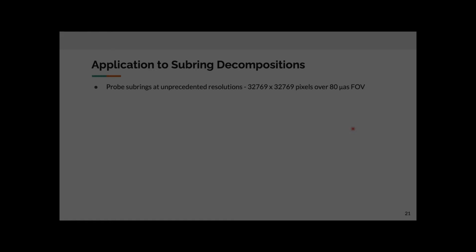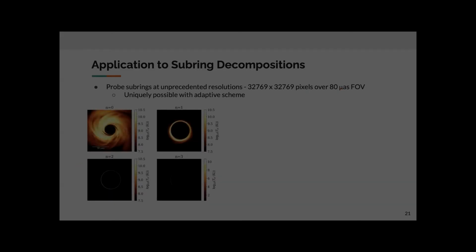So in particular, with adaptive ray tracing, we ray traced a simulation at 32,000 by 32,000 pixels over an 80 microarc second field of view. And at this level of resolution, we were able to resolve the n equals 0, n equals 1, n equals 2, and even the n equals 3 emission. So despite the fact that each of these subrings gets exponentially compressed into a smaller region of the image, with this level of resolution and with the adaptive ray tracing code, we were able to image each of these fairly well.